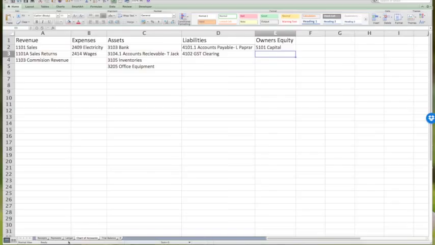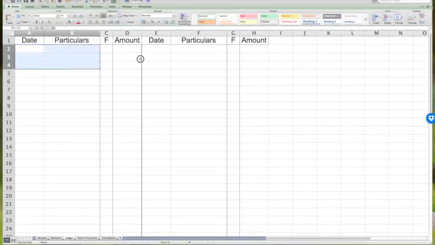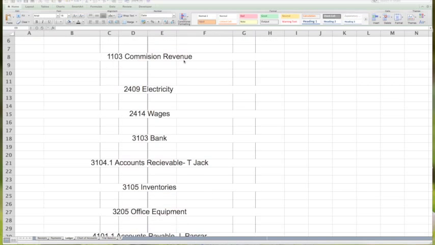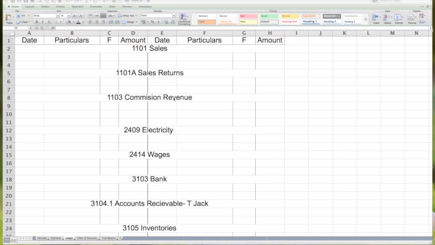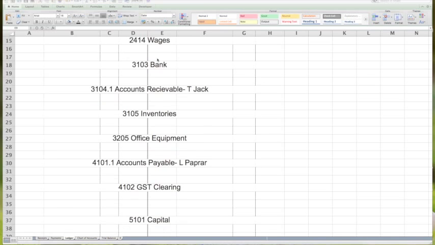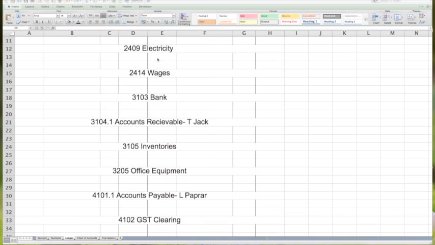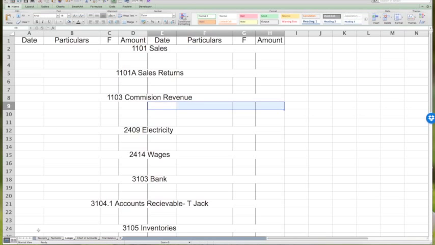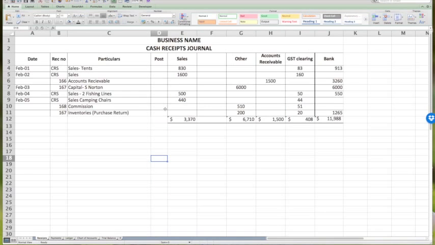Okay, so now we've done that, the next step is to post them all. Once you've got a ledger that looks a little bit like this, so we posted all the accounts into the ledger, we can go through and start to post the totals from the columns in the cash receipts and cash payments journal into these areas. It's always best if we post from the cash receipts and cash payments journal to the ledger. Make sure we get everything that way.